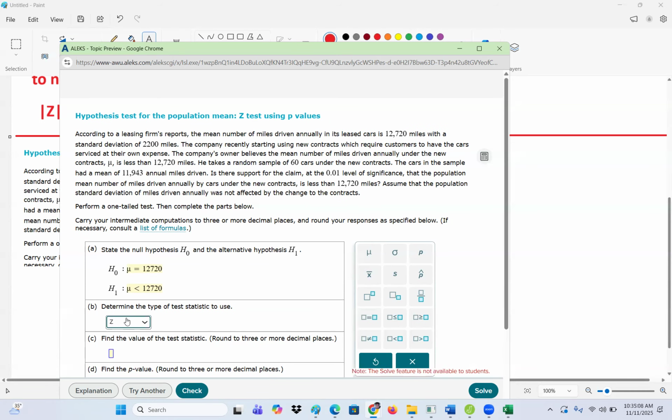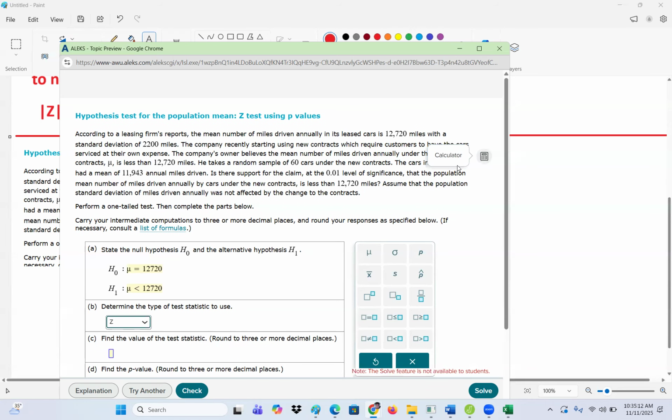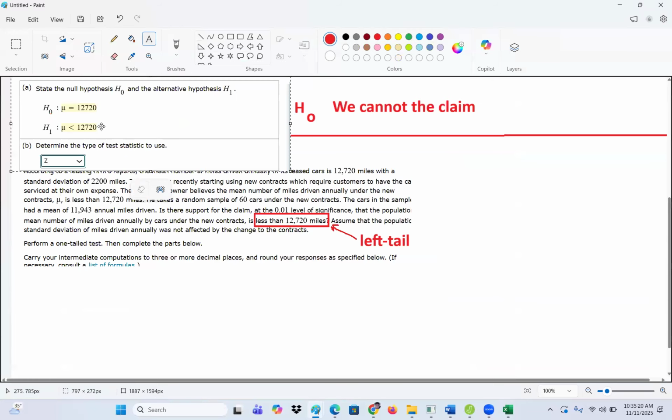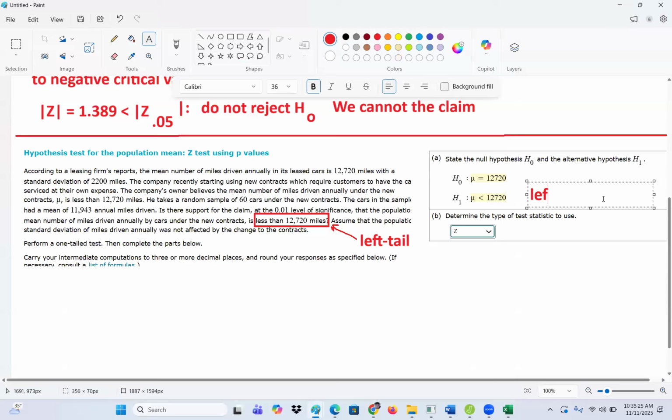So, let me just compute this. We basically do the same thing for that. All right, so this is the left tail. The left tail means that the sample mean is less than the testing population mean, which is why we always have a negative sample statistic score. So let me just show you what it is.